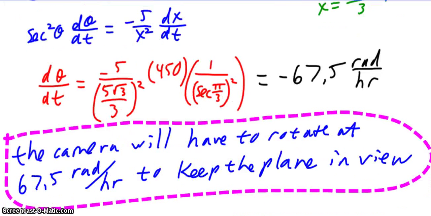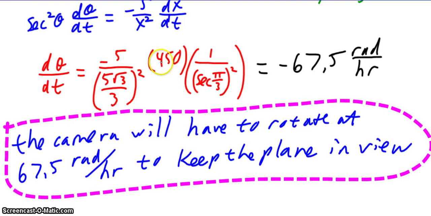Had I used a negative speed for the airplane, then this would have been positive. So you need to recognize that that's the direction it's turning to keep up with the plane. So then we write our answer in a sentence. Again, had the units been specified, you might have to do some sort of conversion here.